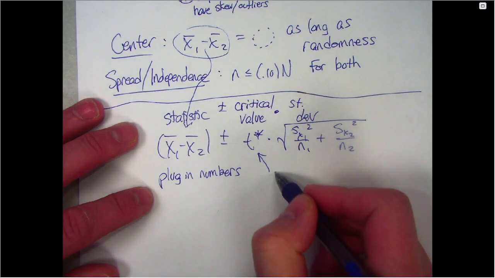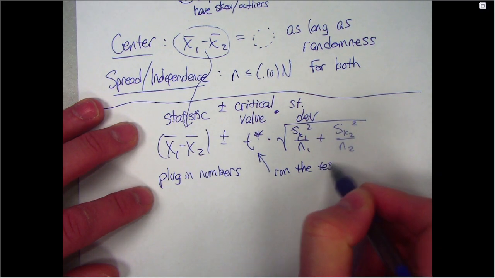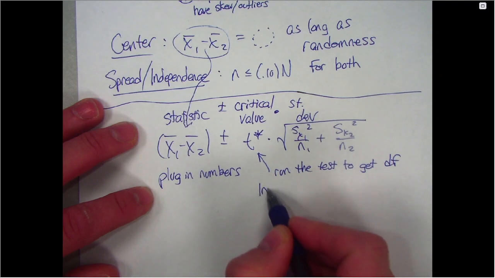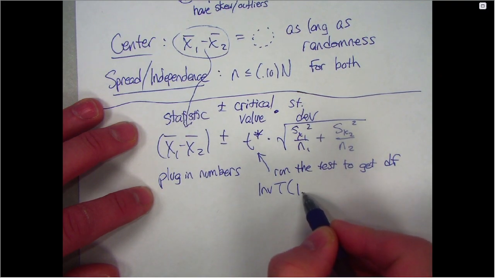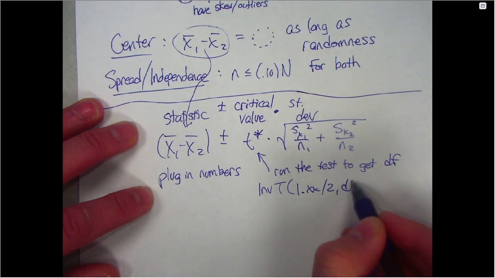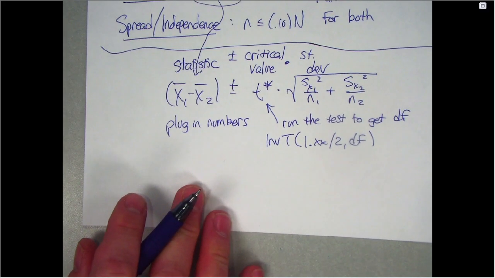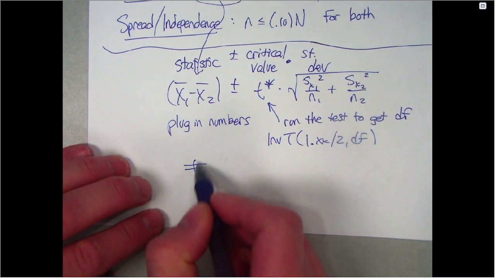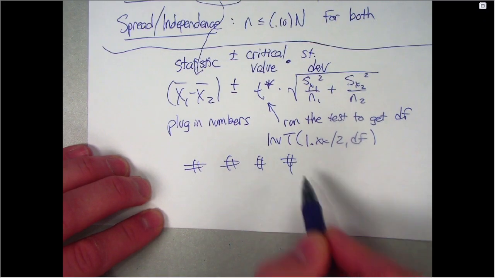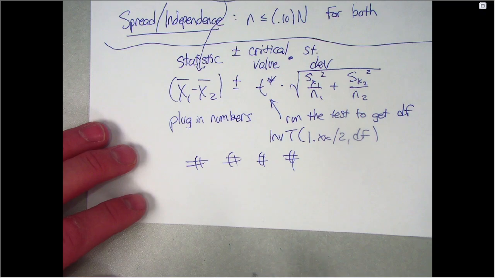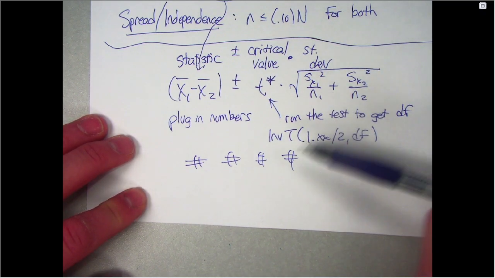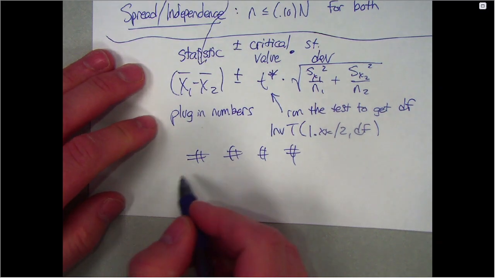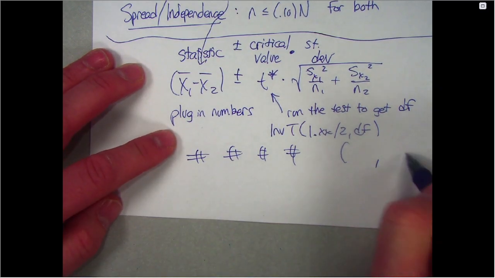To get T star, you have to run the test to get the degrees of freedom. And then you do inverse T of 1 point whatever divided by 2, comma the degrees of freedom. And so you will have a bunch of numbers there. I'm trying to keep the pattern of words, symbols, numbers, but then I tried to put a little note in there. And then you'll get your answer.